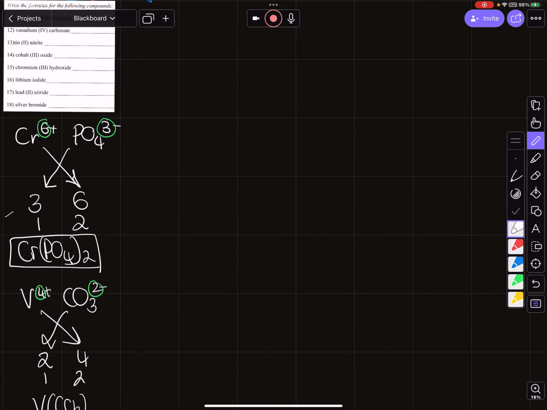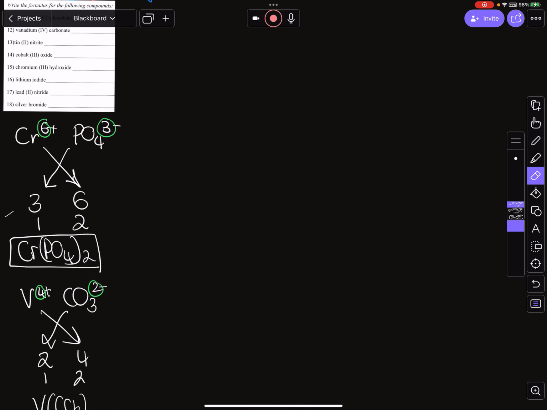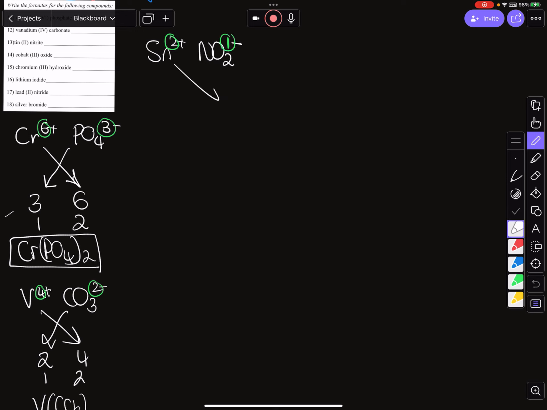Now, the next one we're going to look at is tin(II) nitrite. So tin is Sn. The Roman numeral tells me it's 2+. Nitrite is NO2-. So again, we infer 1 in chemistry. It's never usually written. So our drop down here is a 2, our drop down here is a 1. So now I put it together, Sn(NO2)2, with the NO2 in brackets, and I have 2 of these.